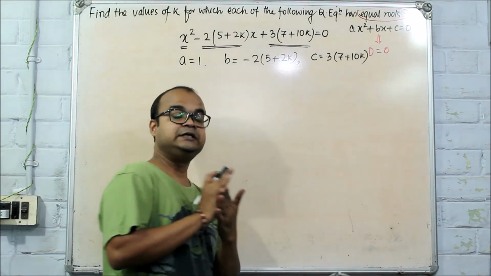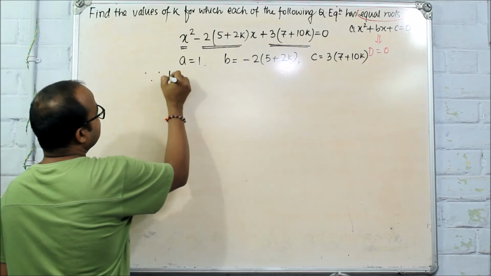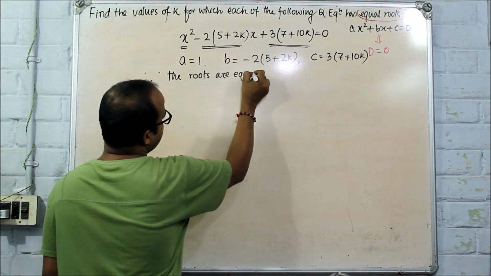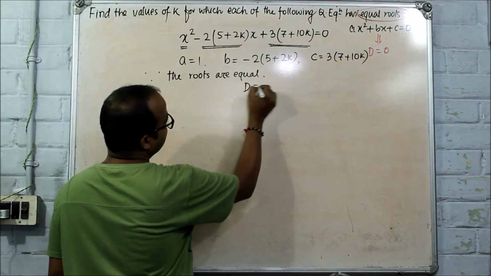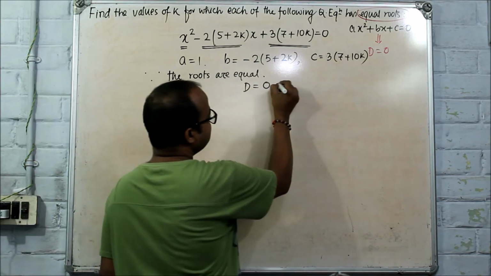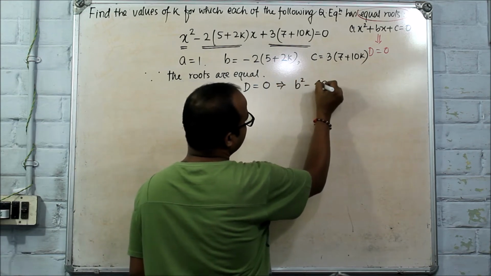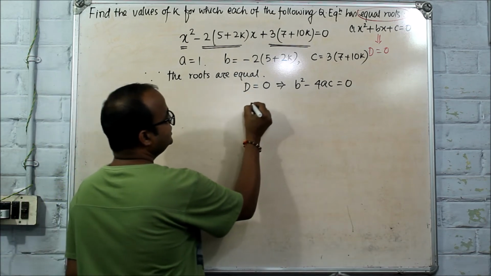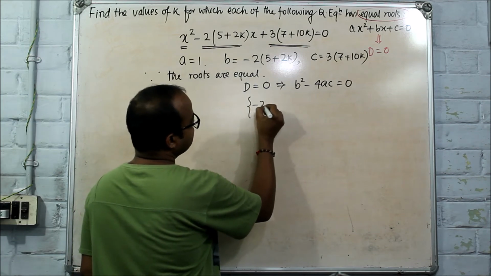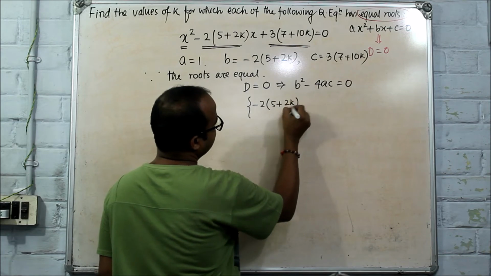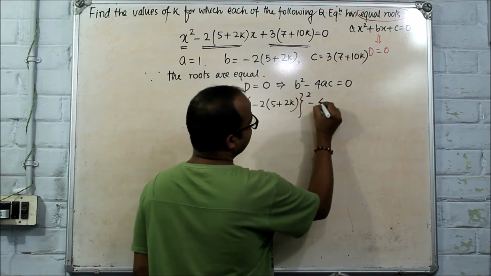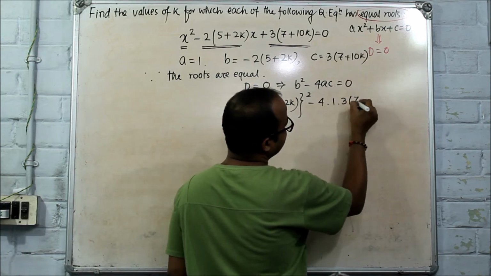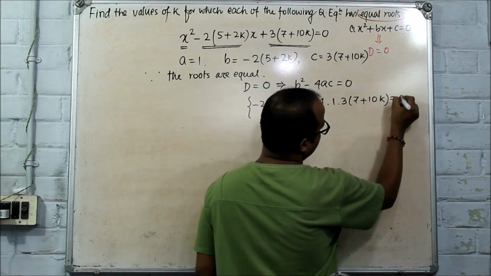Equal roots means d is equal to 0. So we write, since the roots are equal, therefore d is equal to 0. It implies d is equal to 0 means b square minus 4ac is equal to 0. Now substitute the values of a, b and c in the given equation. So b is equal to minus 2 into (5 plus 2k) square minus 4 into a is equal to 1 into c means 3 into (7 plus 10k) is equal to 0.